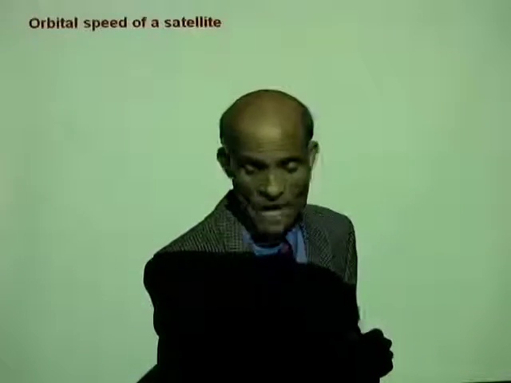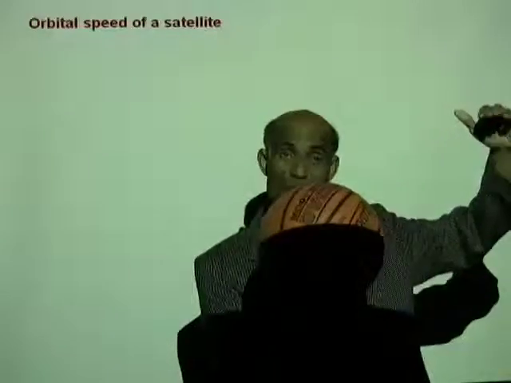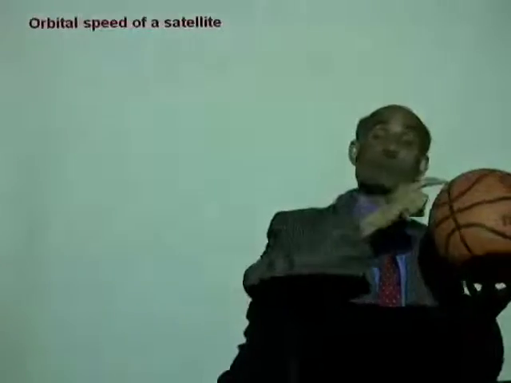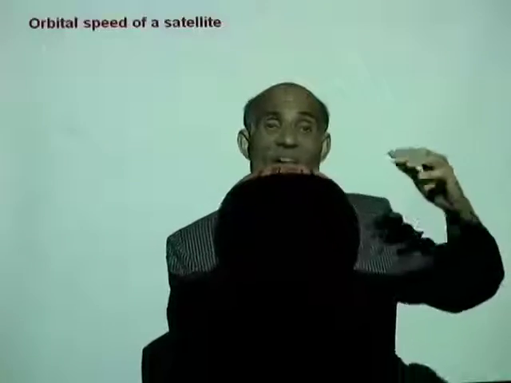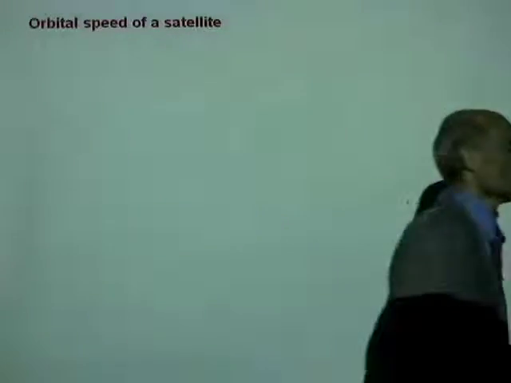Let's now talk about orbital speed of a satellite. What is the meaning of orbital speed? If I can throw this basketball with sufficient velocity, if I throw this, the basketball will begin to fall. Is that right? Now, if I throw it with sufficient velocity such that as the ball begins to fall, the surface of the Earth falls exactly the same amount. Let me see if I can show that to you in a drawing here.